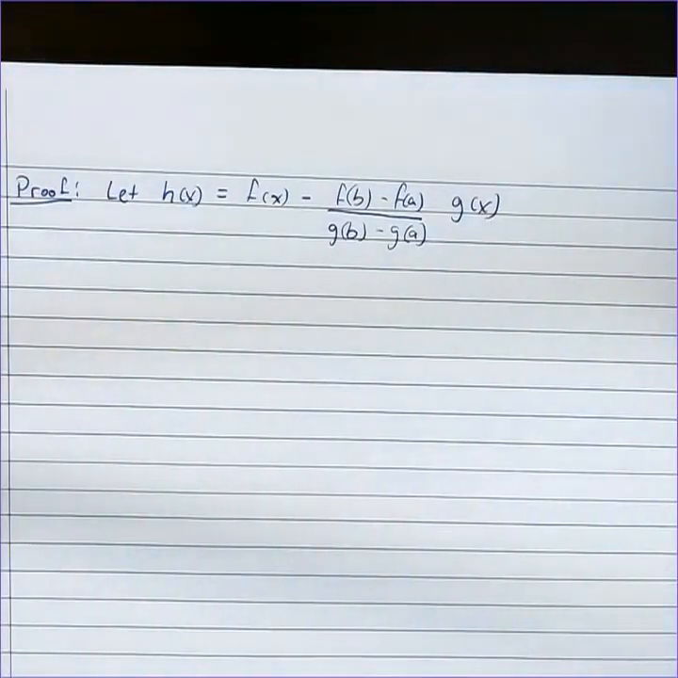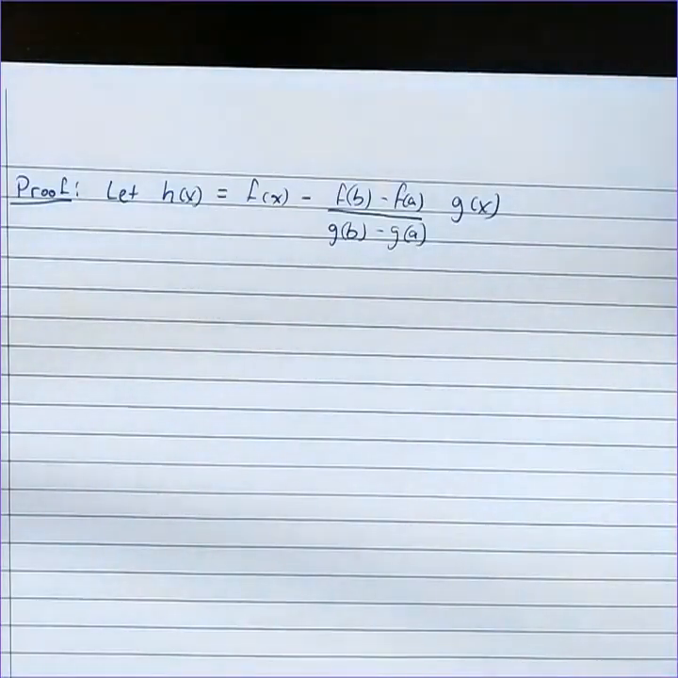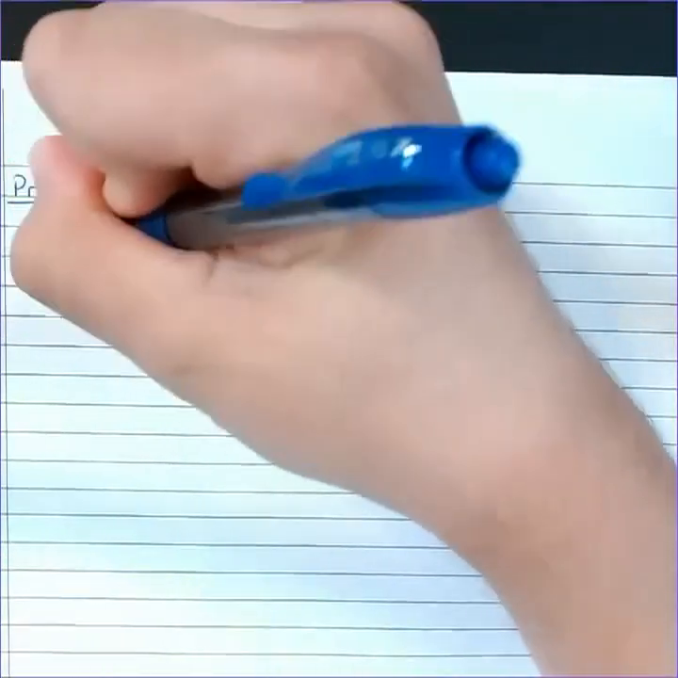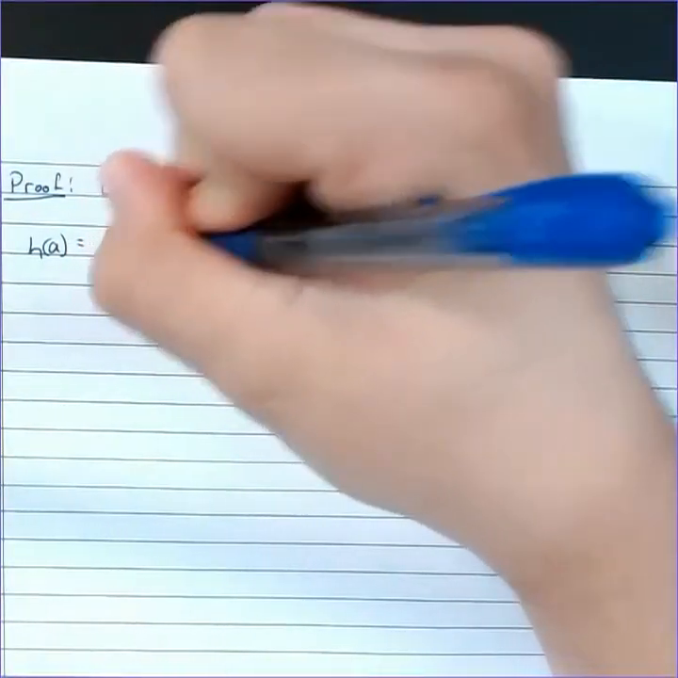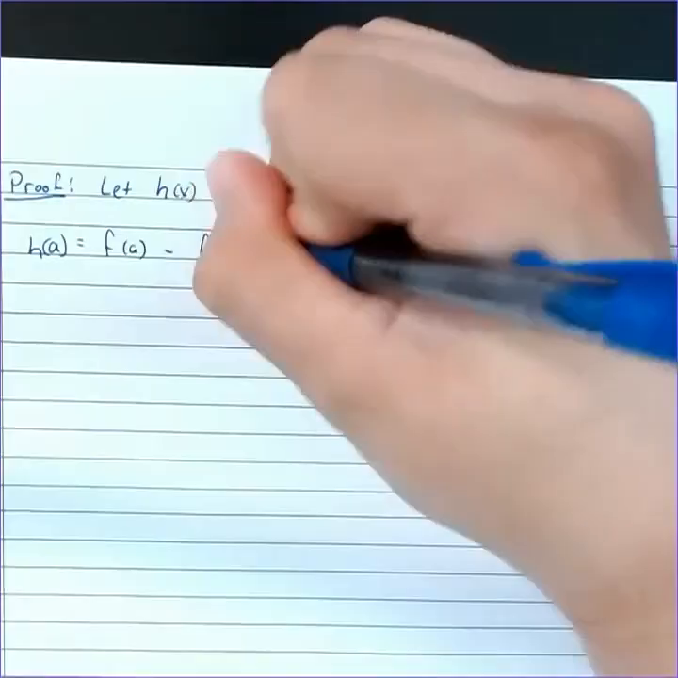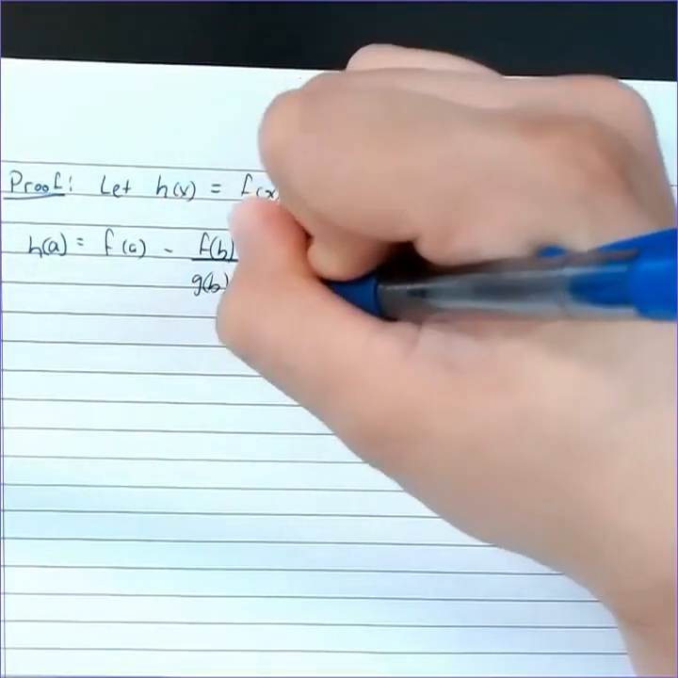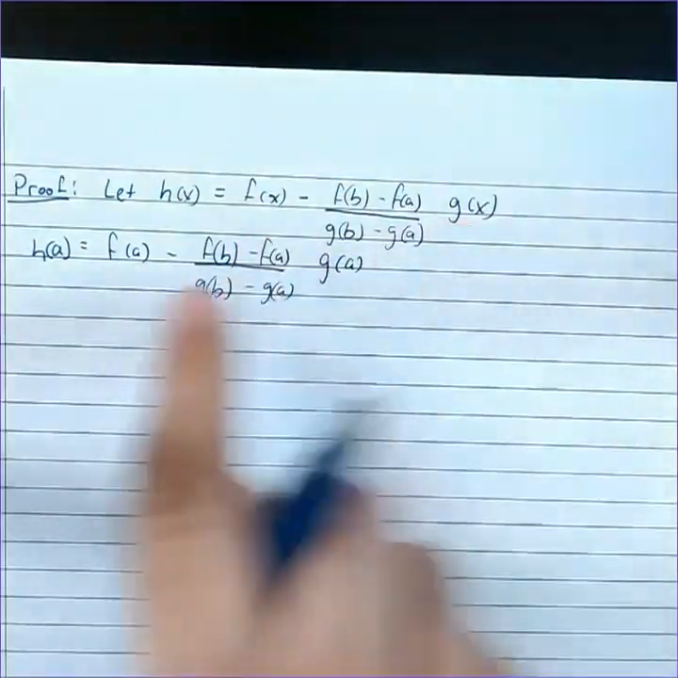Well, why would we want to put those two together in just that way and call it a new function? Well, look what happens if I plug in the endpoints into this new function. Let's say I want to find h at a. Well, the way functions work, that means that x is being replaced by the value a, so that's going to be f at a minus f at b minus f at a over g at b minus g at a times g at a. Again, these x's are being replaced by a's.